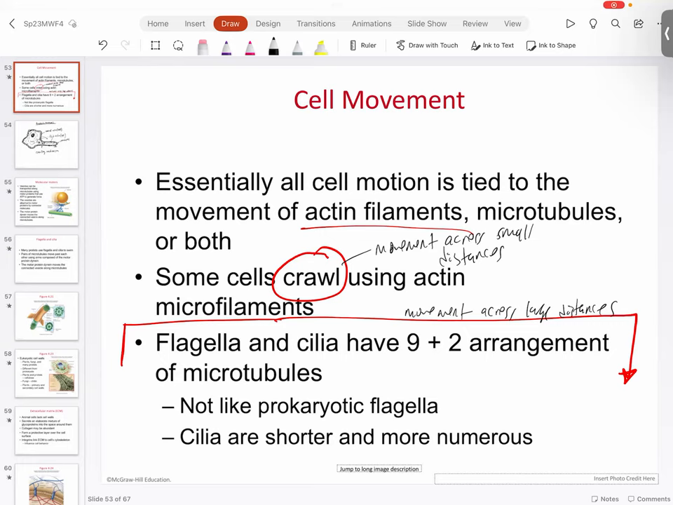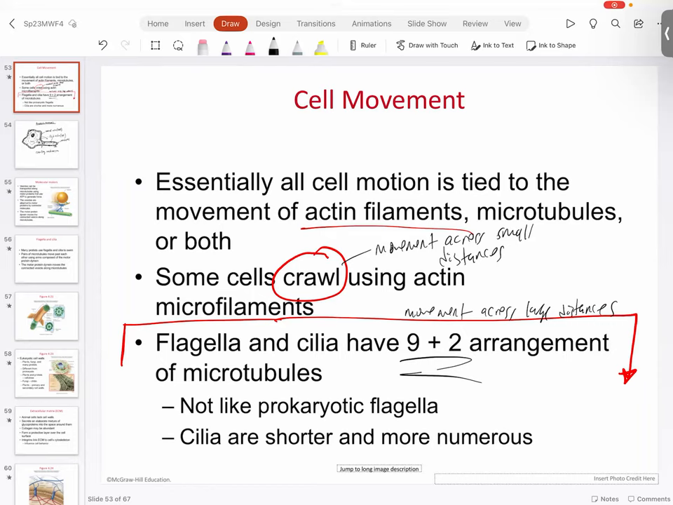So if you need to get somewhere, obviously self-crawling is not going to do it for you. Right, it's just too small. So what do you do? You got to rig up an outboard motor, right? You got to put an engine in there. And that's where we get to flagella and cilia. So flagella and cilia have the same structure. They have the same microtubule arrangement. It's called the 9+2 arrangement. But the way they differ is in size.